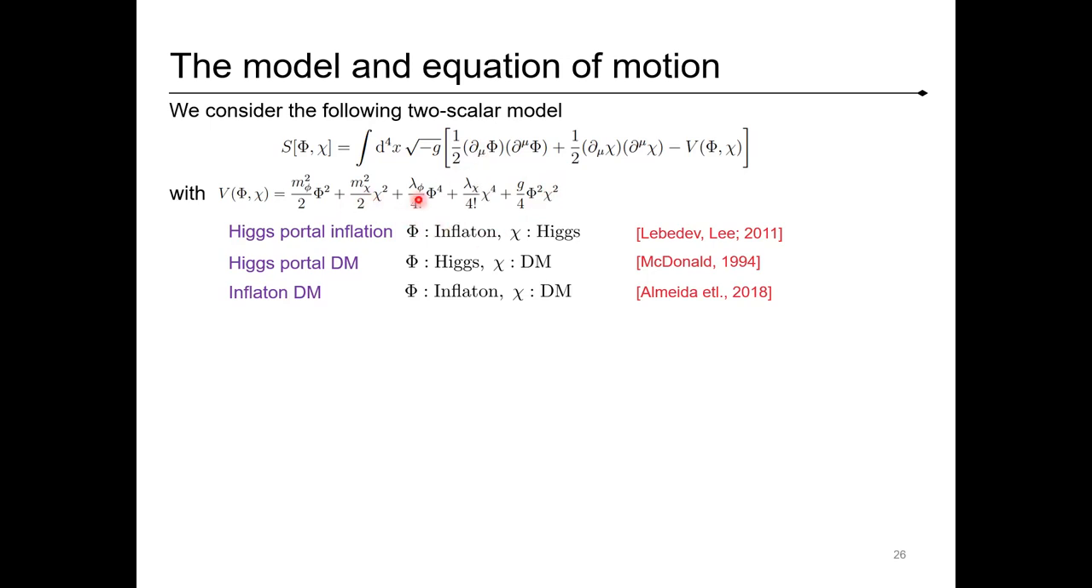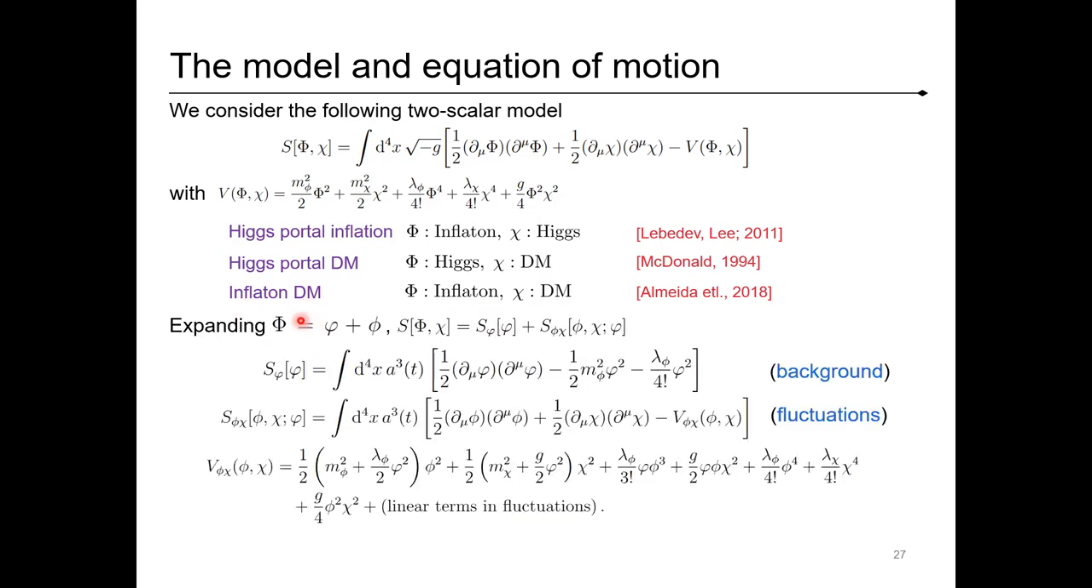If you take one scalar field phi to be the inflaton, and chi to be the Higgs, then it is called Higgs-portal inflation. Okay, if you take phi to be the Higgs and chi to be the dark matter, then it is one of the Higgs-portal dark matter models. Also, you can take phi to be the inflaton and chi to be the dark matter. It is sometimes called inflaton dark matter.